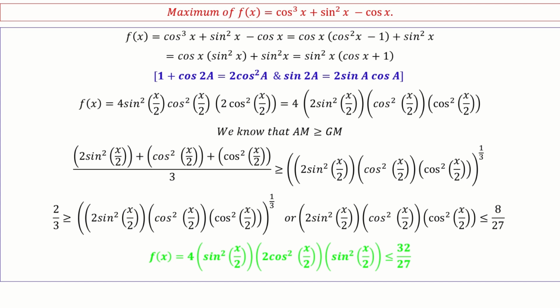So get to know this AM greater than or equal to GM rule and how to apply it in trigonometric equations. This is a very important rule to apply and derive the ranges, maximum or minimum values. This is the way to deal with them. Okay, next.